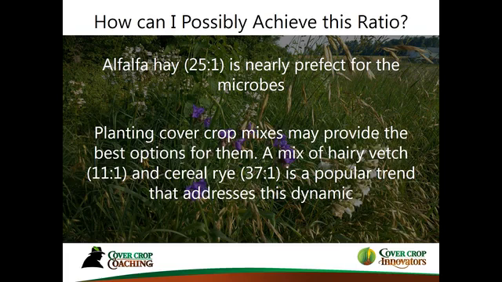A mix of hairy vetch. Hairy vetch is around 11 to 1, and cereal rye is around 37 to 1. And this is when it's just maybe starting to head out but not fully developed. It's a typical time when you'd be planting corn in it. And I'm just using corn here as an example because it's popular.